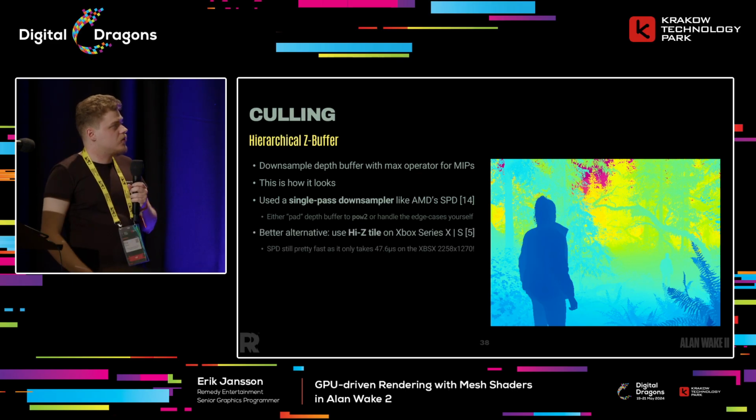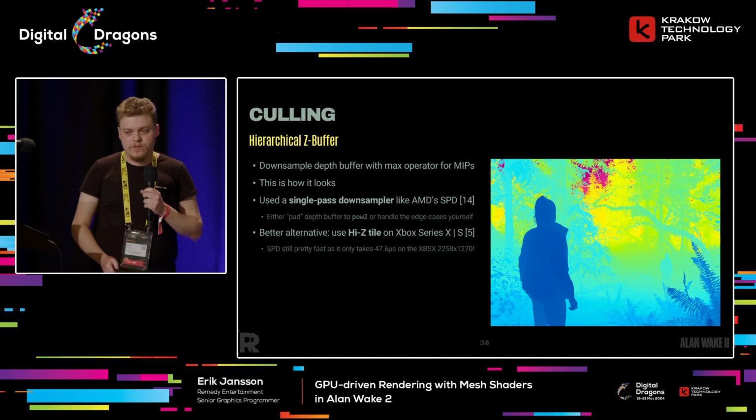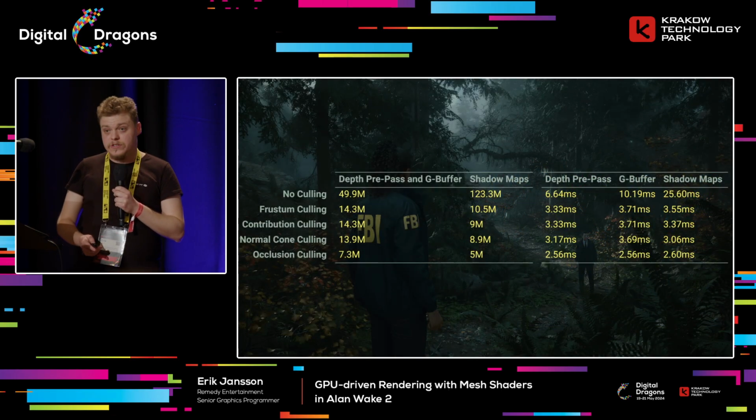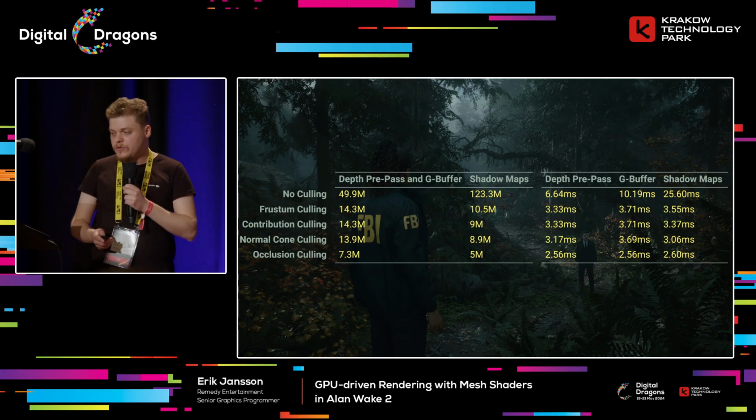Better alternative on consoles is to use something called the high Z. There's actually a reference by, I believe Graham Willidahl did it some years ago. But SPD is still pretty fast, just takes 50 microseconds. So we use SPD in our case. And this is hugely helpful. This is 2.2 milliseconds less rendering time, and we're down to 12.3 million triangles here.